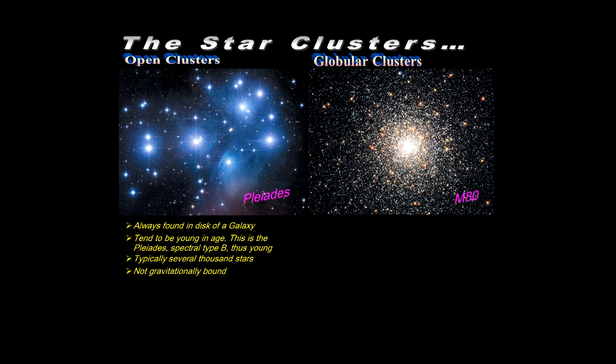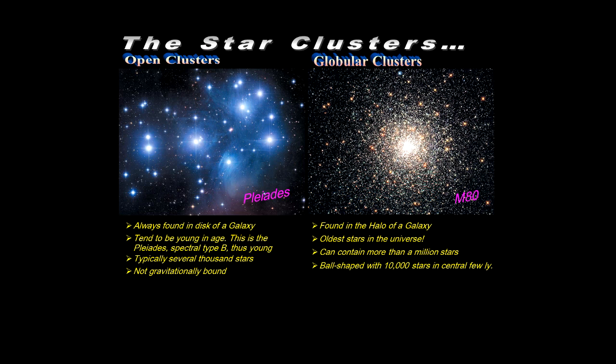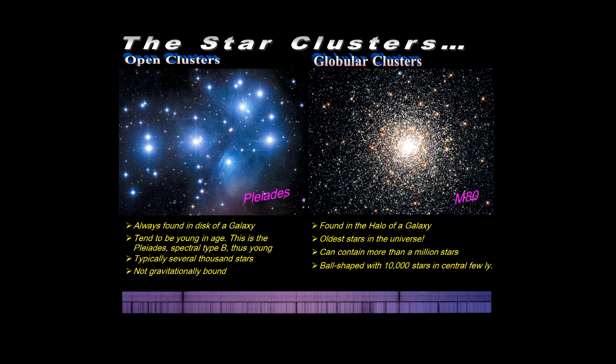Then we have the globular clusters. You notice right away there's a significant difference in the look of that cluster. M80, they're found in the halo of the galaxy. These are stars in a different region of the galaxy. They're the oldest stars in the universe and can have more than 1 million stars in the cluster itself. And even the center region, a small center region a few light years across, contains thousands of stars. Down at the bottom here, what I'm going to show you is the spectra of stars.